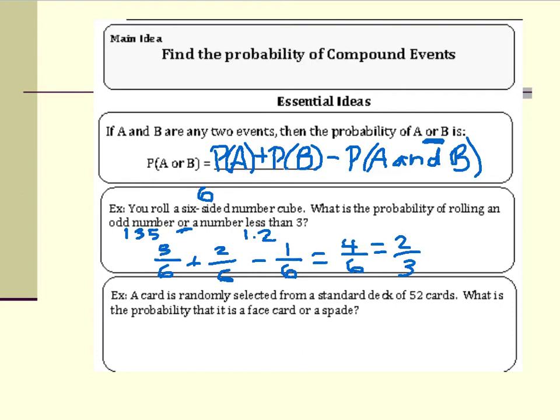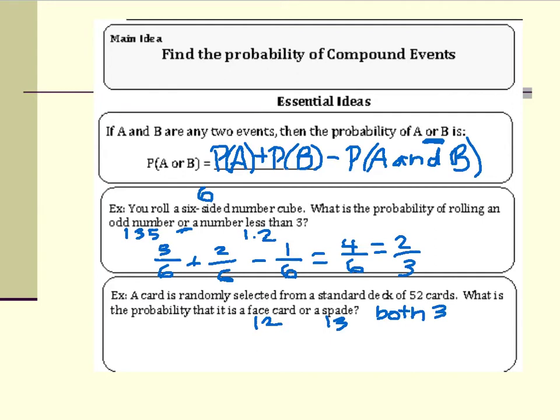And the next one, a card is randomly selected from a standard deck of 52 cards. We looked at cards a little bit yesterday. What is the probability that it's a face card or a spade? So face cards, we've got 4 suits, and each suit has 3 face cards, so we've got 12 face cards. A spade, we've got 13 spades, but you have to remember, for both of them, we have 3 cards that are in both, because we've got 3 cards that are face cards and spades.